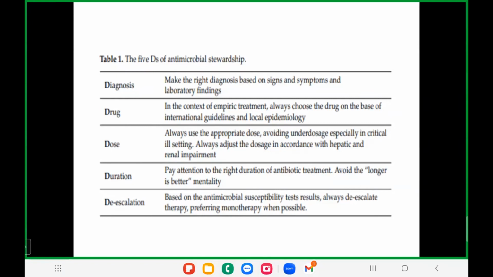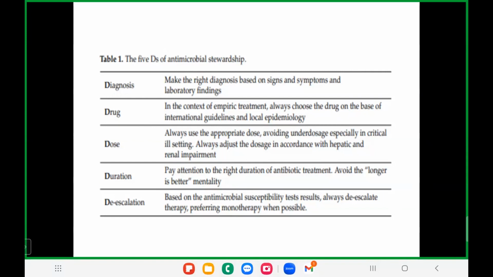And the next thing is dosing. So you need to give the appropriate dose in the appropriate setting. In a clinically sick child and severe infections like meningitis, you cannot give underdosing. There you need to adjust the doses, and that is when you have to adjust the dose based on hepatic and renal impairment.